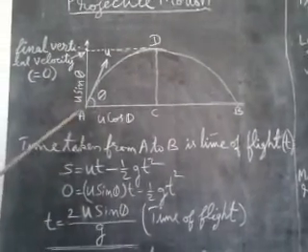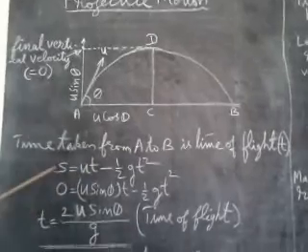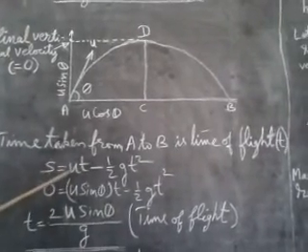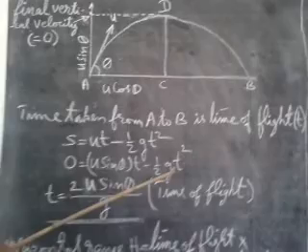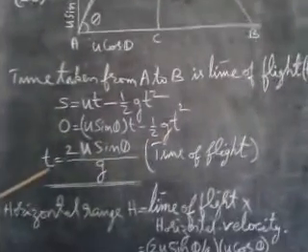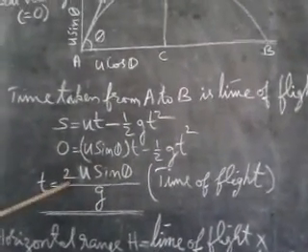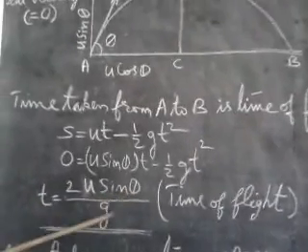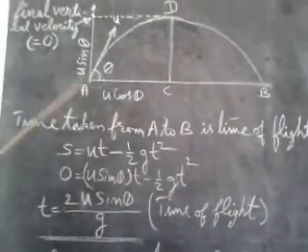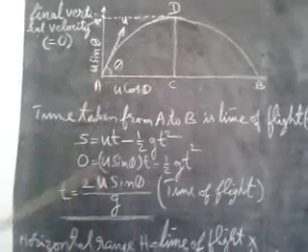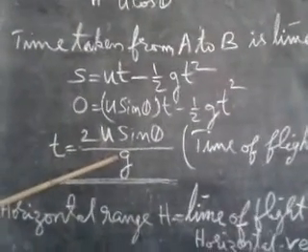Then the vertical shift: A and B are at the same level, so the vertical shift is 0. 0 equals initial vertical velocity u sin theta into t minus half g t square. Rearranging, we get t equals 2u sin theta by g. This is the expression for time of flight, where theta is the angle of projection, u is initial velocity, and g is acceleration due to gravity.